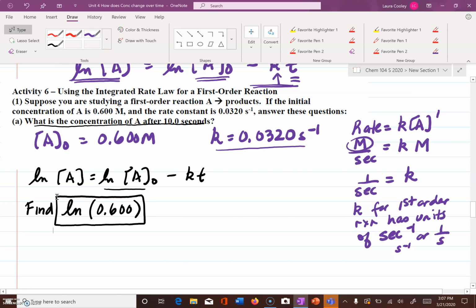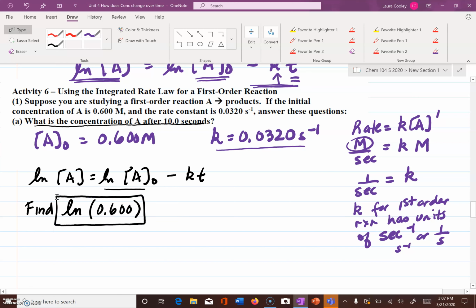So how do I solve this equation to get the concentration of A instead of the natural log of A? This is where I have to use the fact that the natural log and the e function are inverse functions. So I have to take e to the natural log of A. That gives me the concentration of A. So that is e to the minus 0.831.